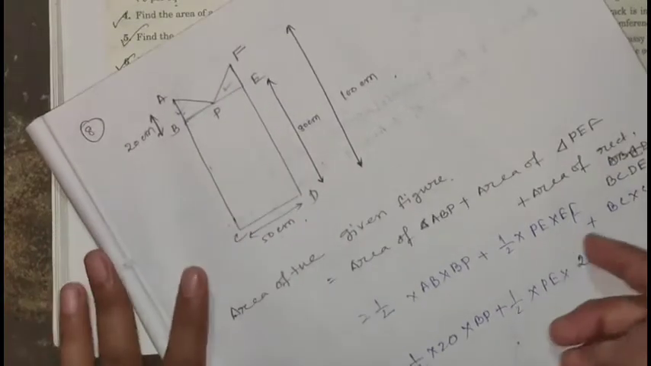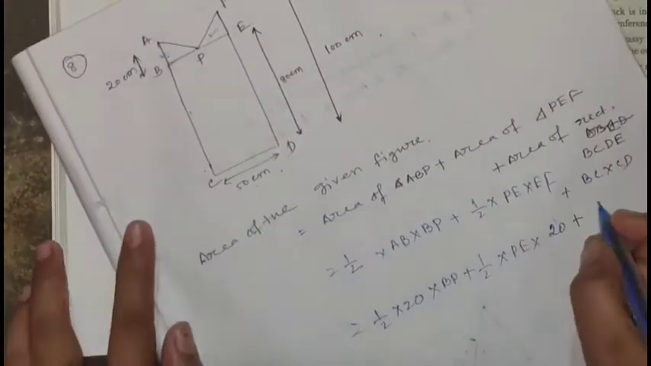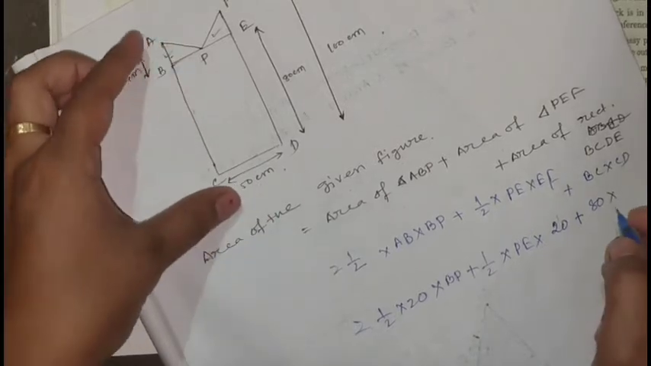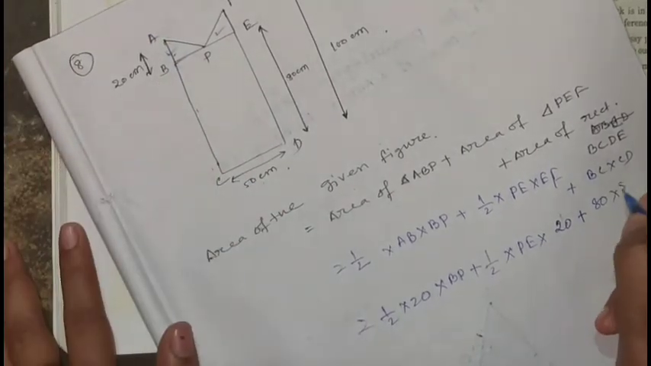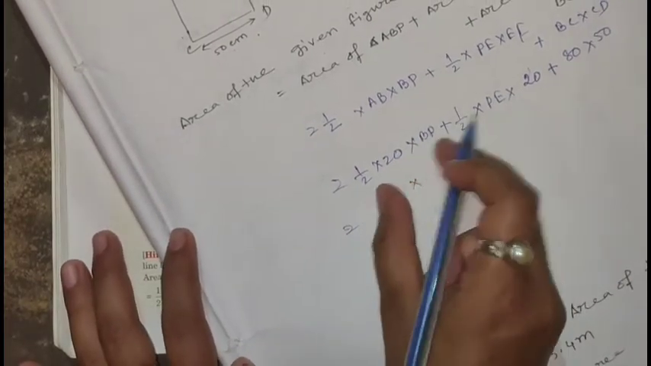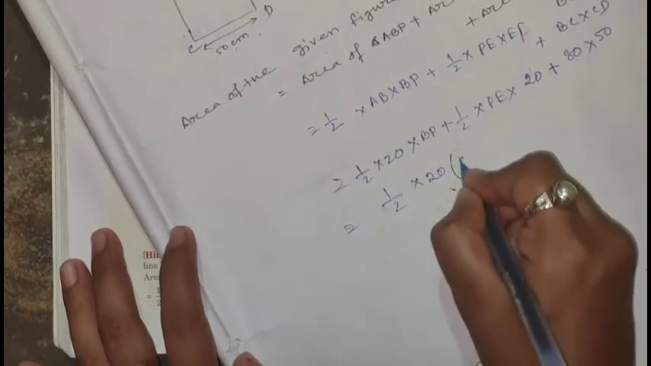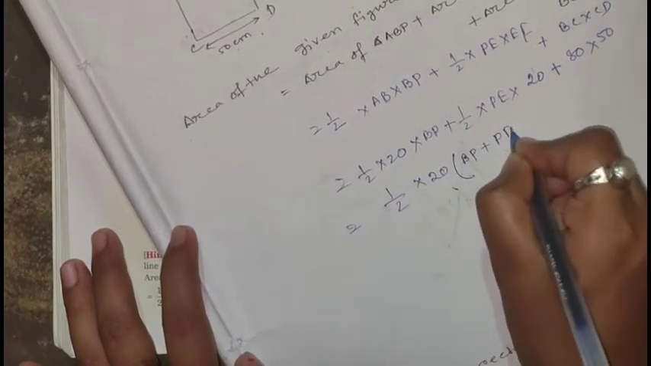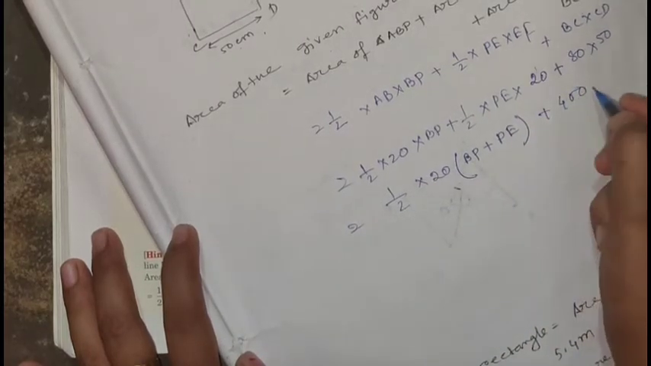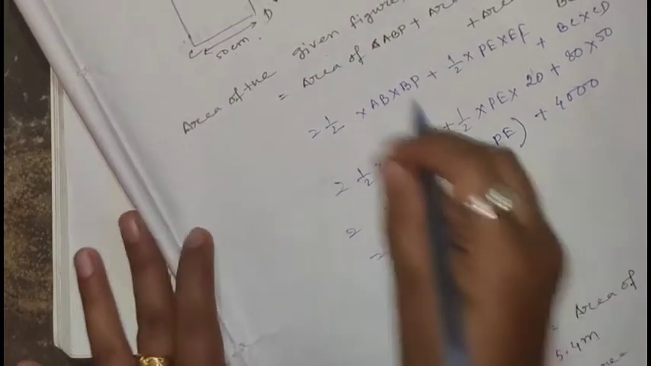Okay, plus BC into CD. The length of BC is 80. This length is 80, that means this length is also 80. The length of CD is 50. Then half into, এখানে আমরা দুটোতেই দেখতে পাচ্ছি half into 20 আছে. So we can common this quantity half into 20. So BP plus PE, plus 80 into 50, this will give 8 5s are 40, 4000.